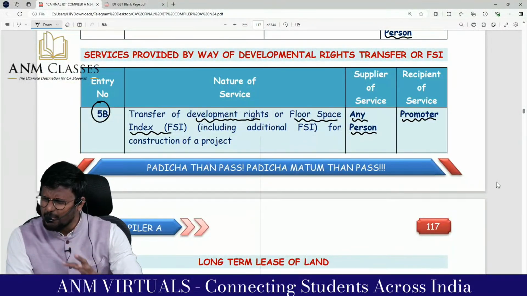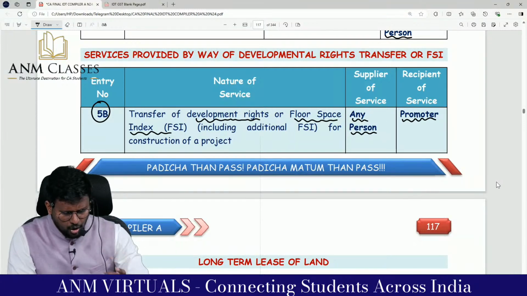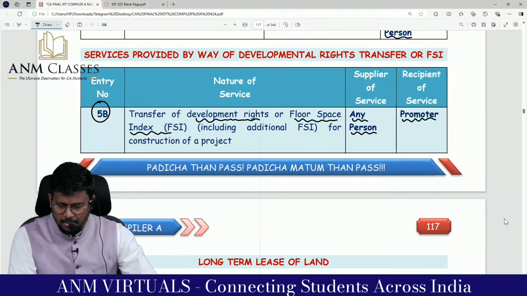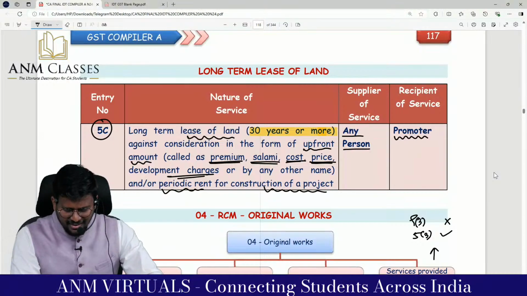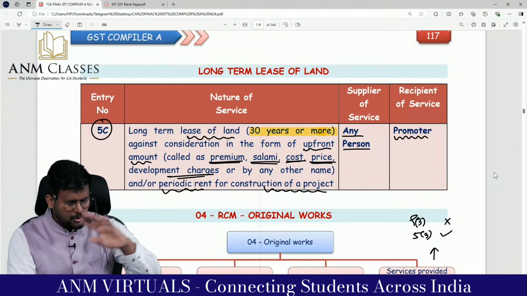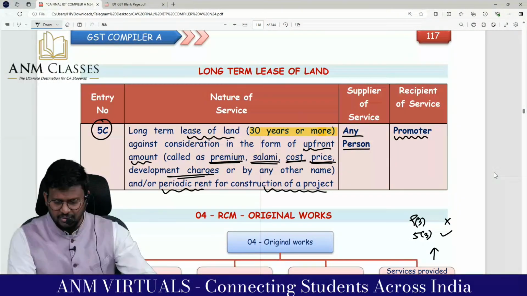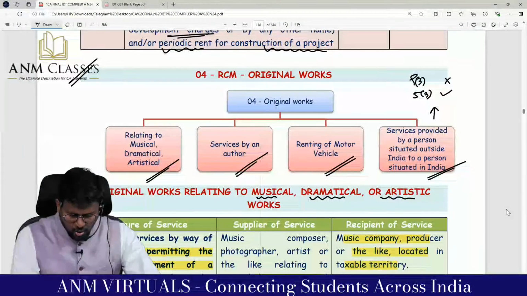And if the service provider is any person and they are providing service to a promoter by way of development rights, then the promoter is the person liable to pay GST on RCM. Sir, and if any person is providing services by way of long-term lease of land, more than 30 years, to a promoter, the promoter is the person who is liable to pay GST on RCM.